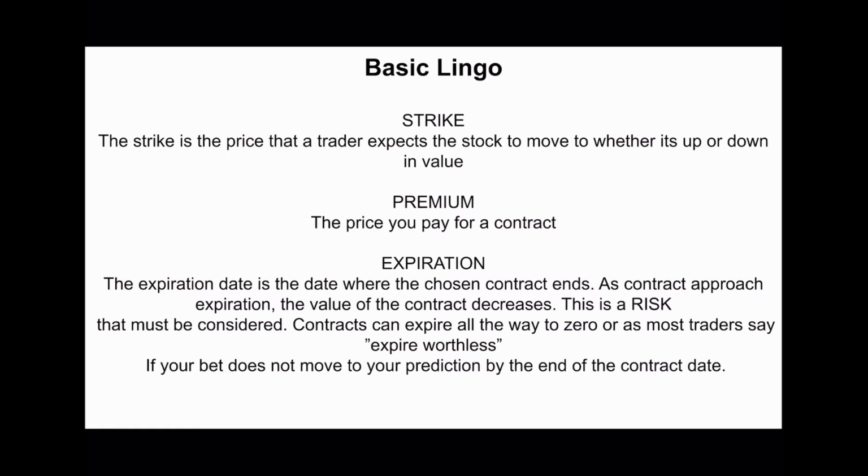So for example, Tesla is currently trading at 790, and I want to pick the strike of 800. So you're predicting that it'll go up. Premium is basically the price you pay for that contract, that right.